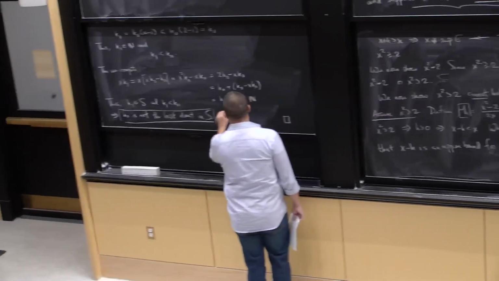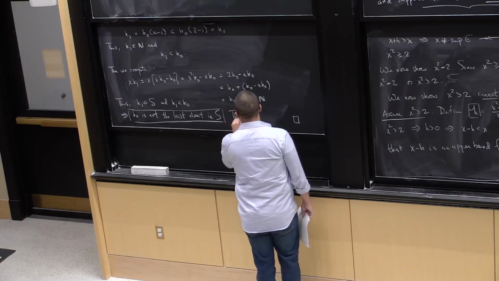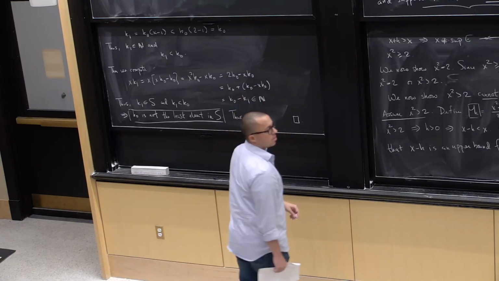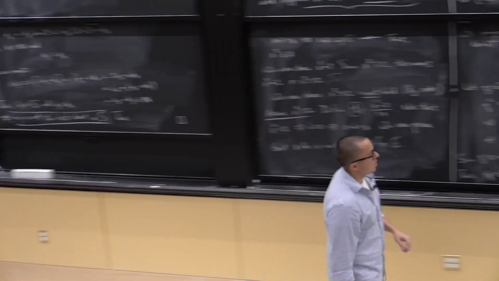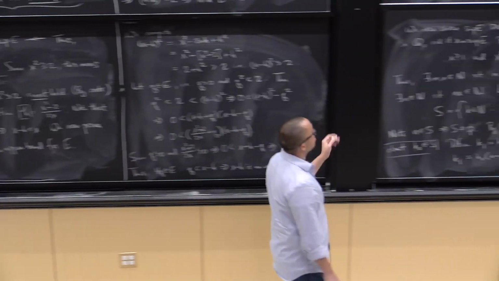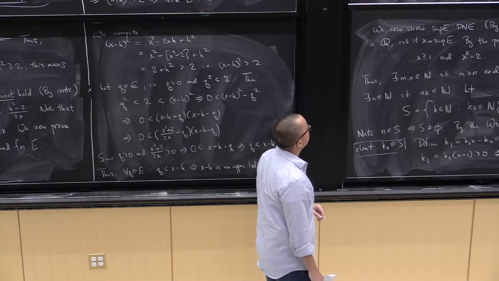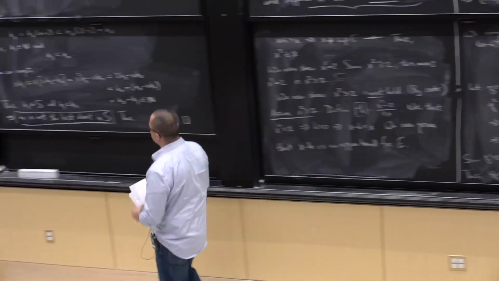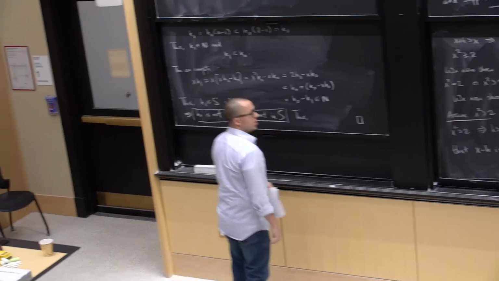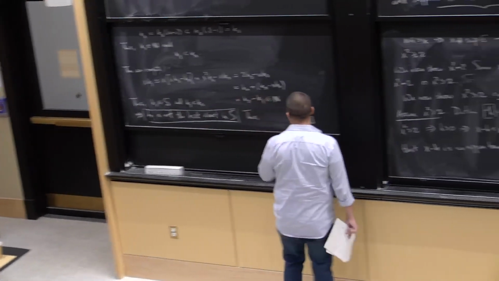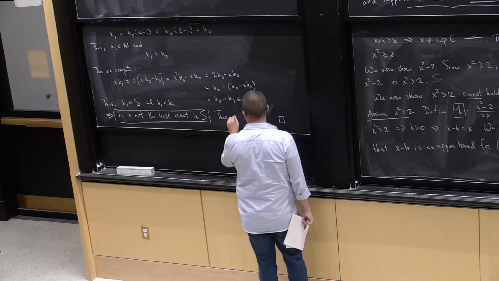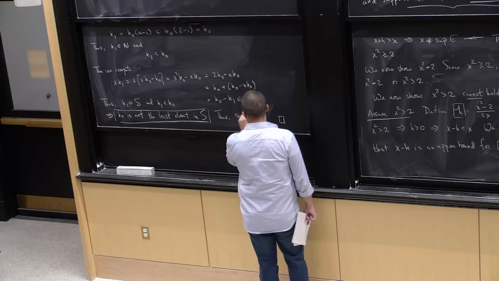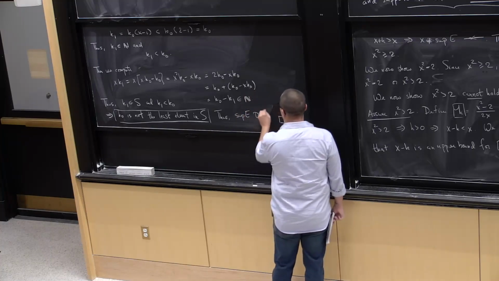So what we've shown is that, assuming that this set E has a supremum in the rational numbers, we arrive at a contradiction. Okay, so our original assumption must be false. Thus, sup E does not exist.